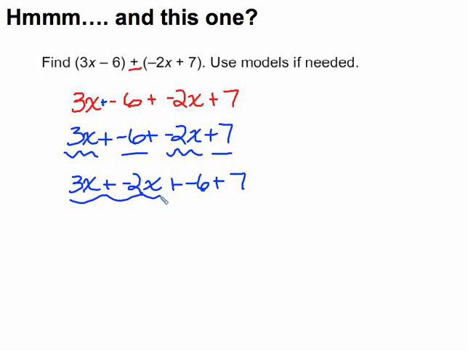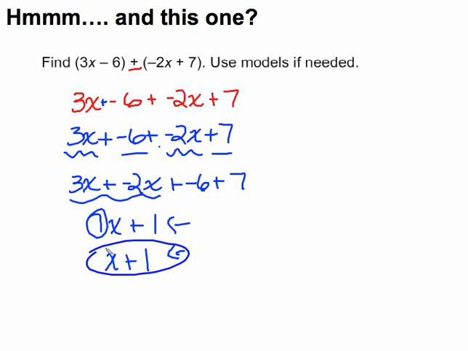When I look at these, 3x and negative 2x add to 1x. And negative 6 plus 7 is just going to be 1, which I can simplify to just x plus 1. So either one of these is correct. It's just simple notation. We know that the coefficient of 1, we don't necessarily have to write it, so we can write our final answer as x plus 1.